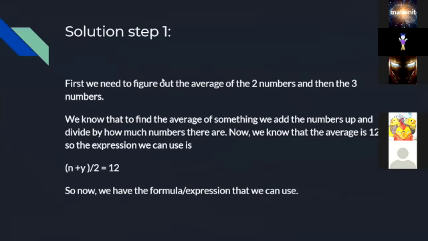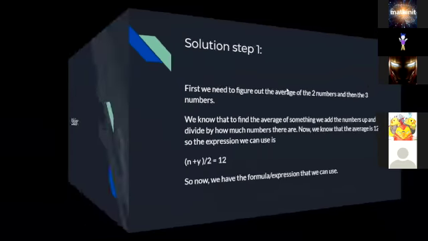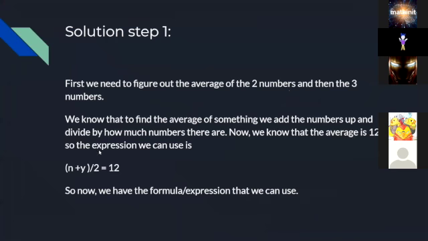In step 1, we need to find two numbers, like the first set and then the second set. Technically we can use any numbers that are added together and then divided by 2 to make 12, but we're just going to use 12 because it's simpler. This is the formula: n plus y divided by 2 equals 12.